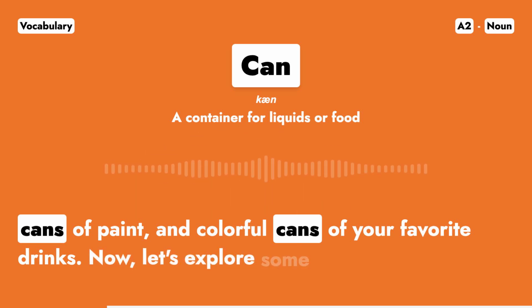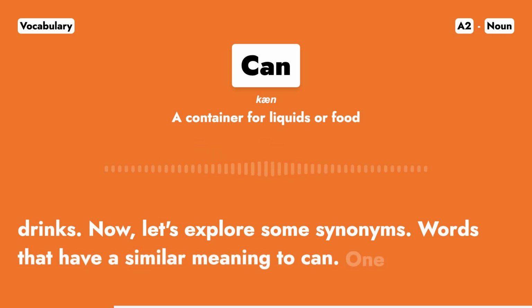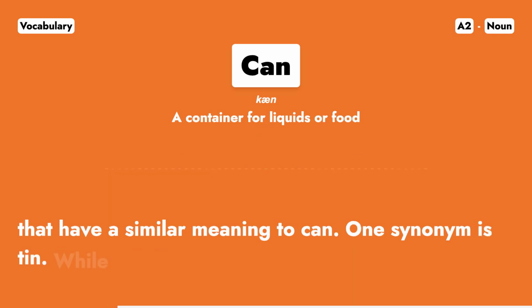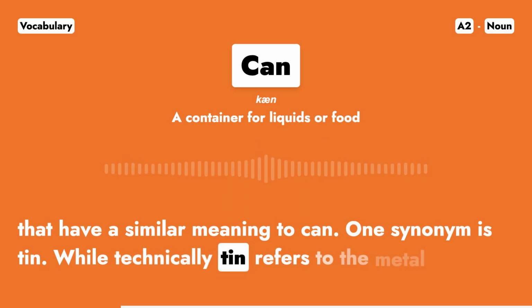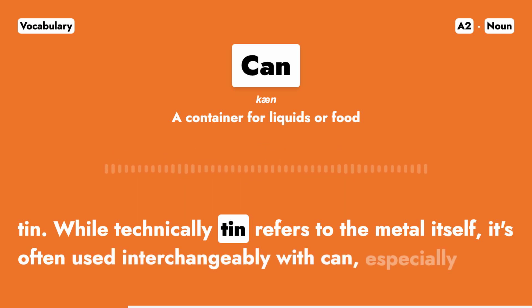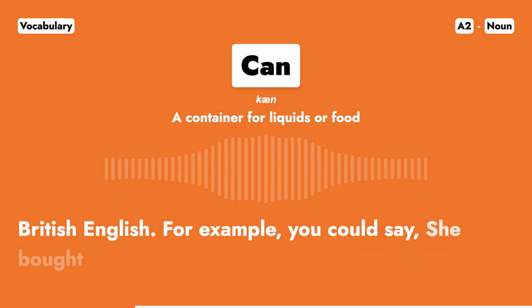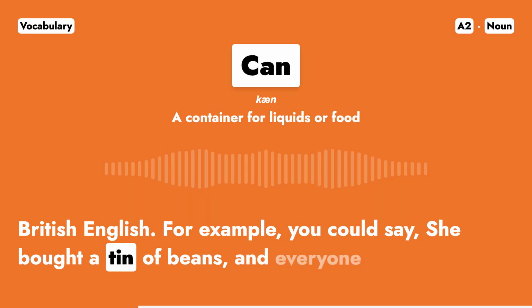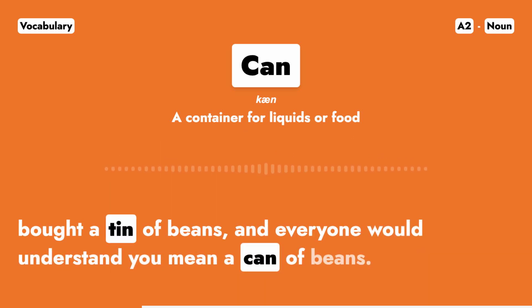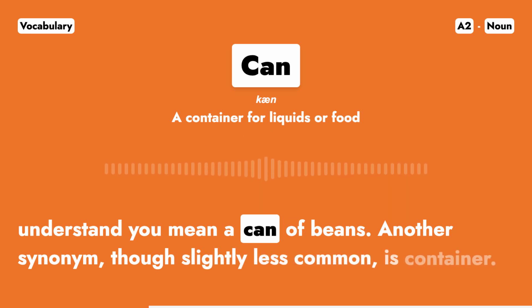Now, let's explore some synonyms. Words that have a similar meaning to can. One synonym is tin. While technically tin refers to the metal itself, it's often used interchangeably with can, especially in British English. For example, you could say, she bought a tin of beans, and everyone would understand you mean a can of beans. Another synonym, though slightly less common, is container.